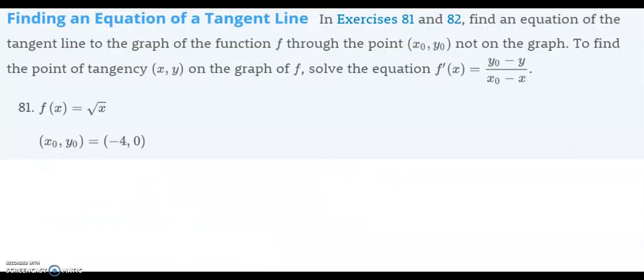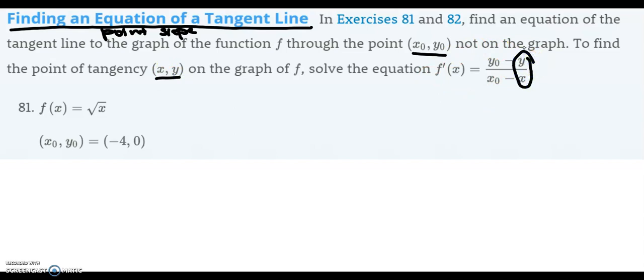All right, next thing, finding the equation of a tangent line. So finding the equation of a tangent line to the graph. Well, first of all, I know I want an equation of a tangent line, which means I'm going to need a point and a slope. I'm supposed to go through the point x naught, y naught, but that's not on my graph. I need to find the point of tangency, x, y, using this equation that they give me. So I'm looking to find this point of tangency so that I can eventually write the equation of a tangent line. All right, well, it says to start by finding f prime of x.